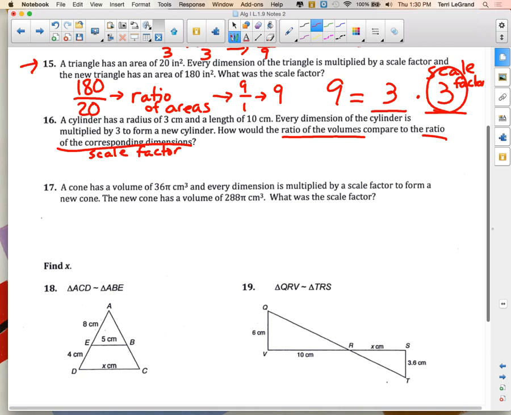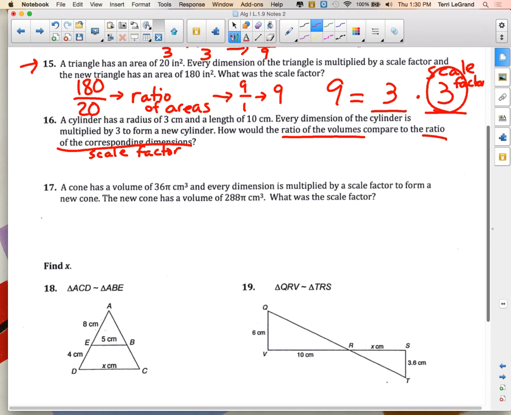It's 27. Why? It's the scale factor cubed. When we're talking about volume, 3-dimensional, now we have to take the scale factor times itself. We have to have 3 of them, 3 times. We have to have it cubed.